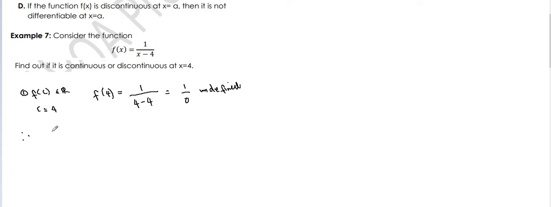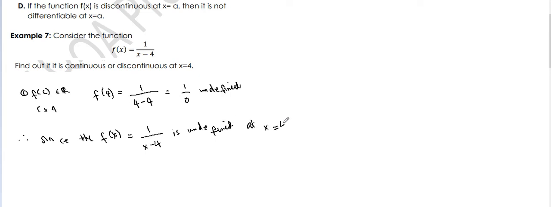Alright, so we could say that, therefore, since f of 4 is undefined, or you could say since the function f of x equals 1 over x minus 4 is undefined at x equals 4, then the function is discontinuous. Okay?